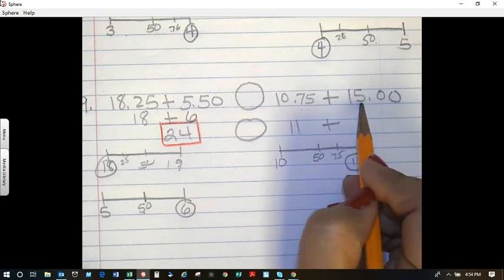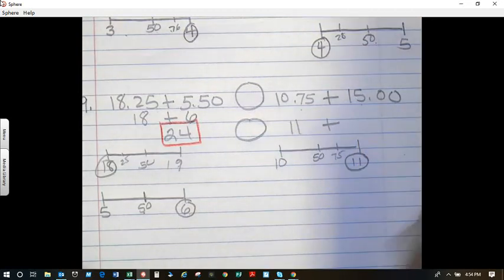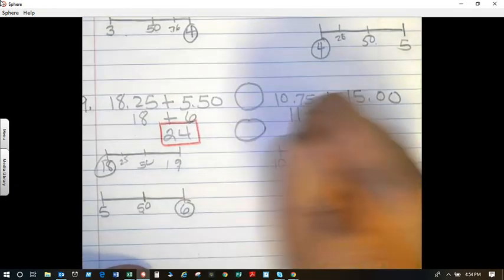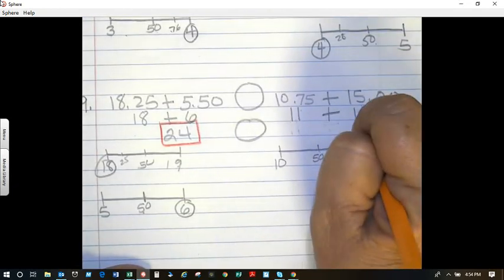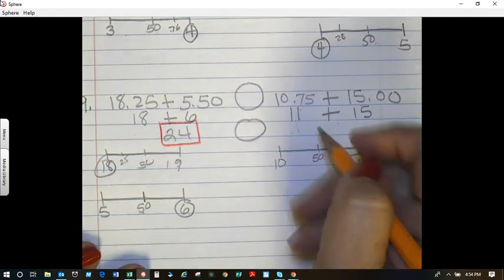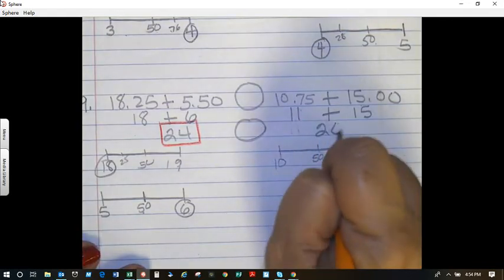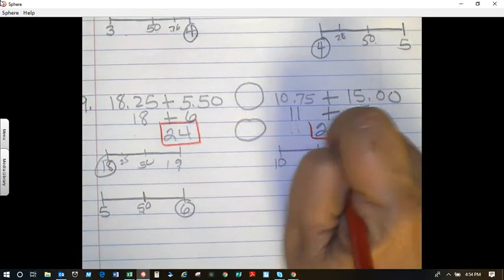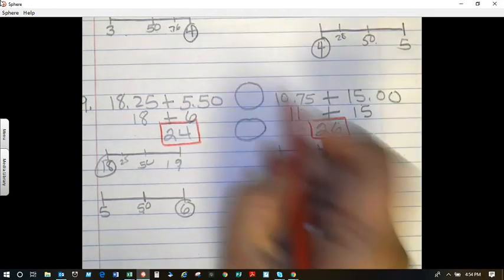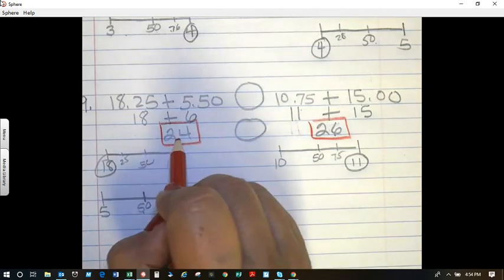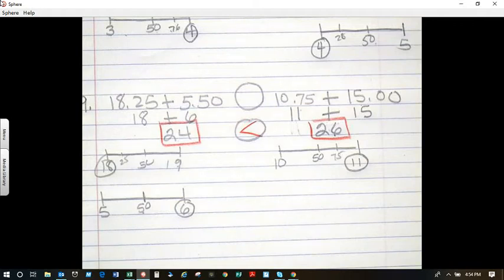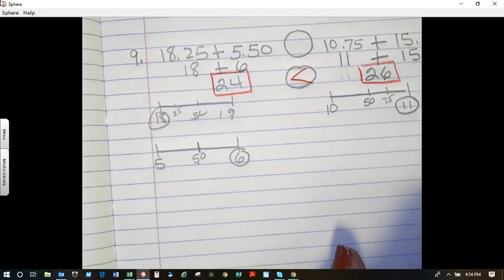And so this would be 11 plus, well, look at this. That's going to stay what? That's going to stay the same. As a matter of fact, this is where I should have put it. 11 plus 15 is 26. It's right there on it. So which way is my symbol going to go? You got it. The open is facing the 26, so we say that 24 is less than 26. Good job.